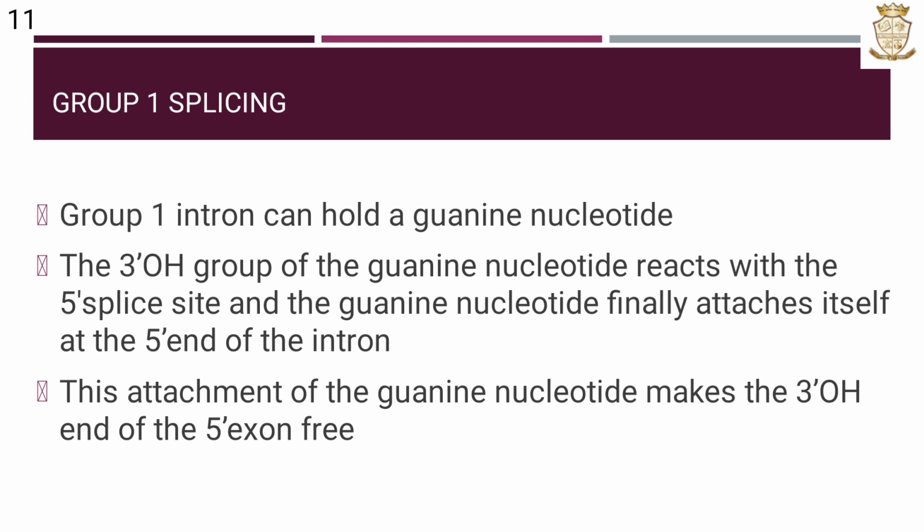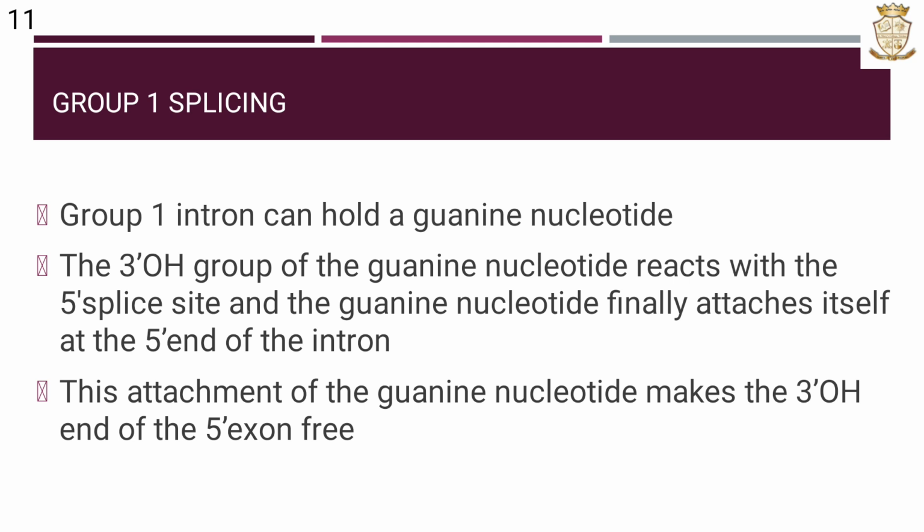Next, we can see the types of splicing. First, group 1 splicing. A group 1 intron can hold a guanine nucleotide. The 3' OH group of the guanine nucleotide reacts with the 5' splice site, and the guanine nucleotide finally attaches itself at the 5' end of the intron.